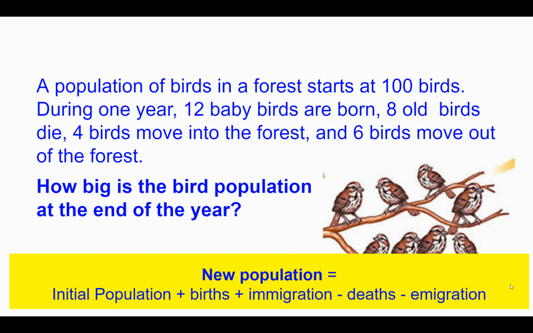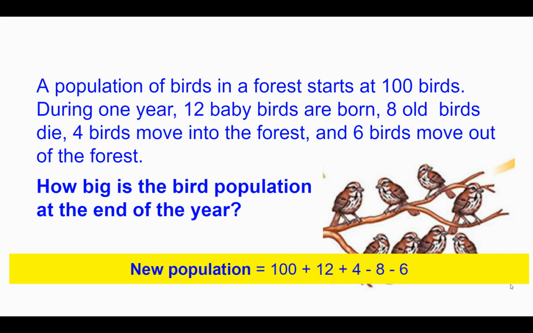Our initial population, so let's plug in our numbers. Our initial population is 100. Our births are 12. Our immigrants are 4. Our deaths are 8. And our emigrants are 6. So when we plug all those numbers in, 100 plus 12 plus 4 minus 8 minus 6, that will equal 102 birds. So we grew by 2 birds because our new population is 2 more than our initial one was. So our population grew a little bit.